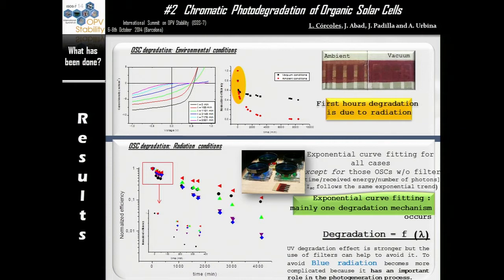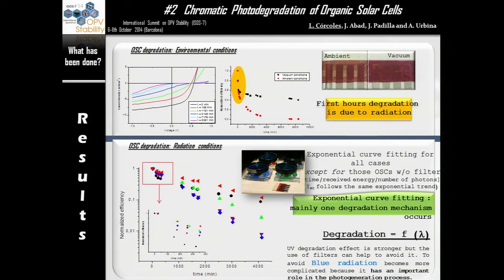Because this degradation is due to radiation during the first hours, we thought, okay, what is the effect of these radiation conditions? And we found that if we represent efficiency or short-circuit current as a function of time, energy received, or number of photons, we found exponential curve fitting for all cases except for the organic solar cells without filters.